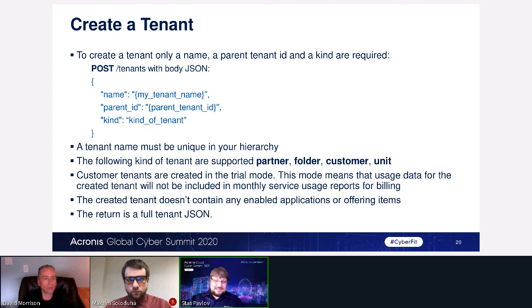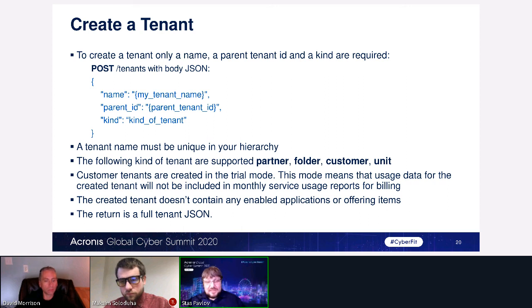Then you need to create a tenant. You can create a tenant for types, remember? Partner, folder, customer, unit. In this case, we have only 3 required fields. Name, parent ID, and kind. Parent ID is the magic tenant ID of the parent of my tenant. Kind: partner, folder, customer, unit. And name is the name of the tenant, which must be unique in your hierarchy.